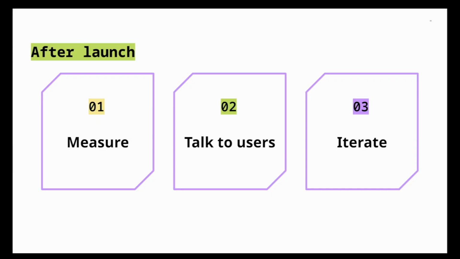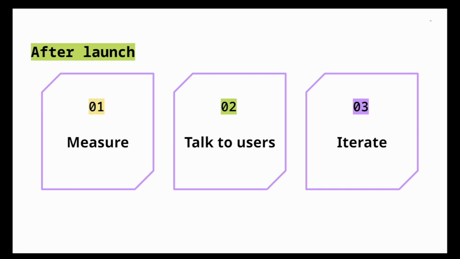Okay, great. You've launched the product, but your job isn't done. The job of building great products doesn't end at the launch. You need to land it. After launch, you need to do three really important things. You need to make sure you're measuring success and measuring the right things. You need to talk to your users and understand how you can make the experience better. And you need to iterate and improve.